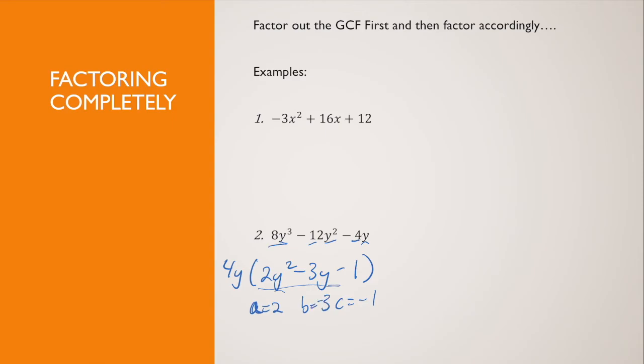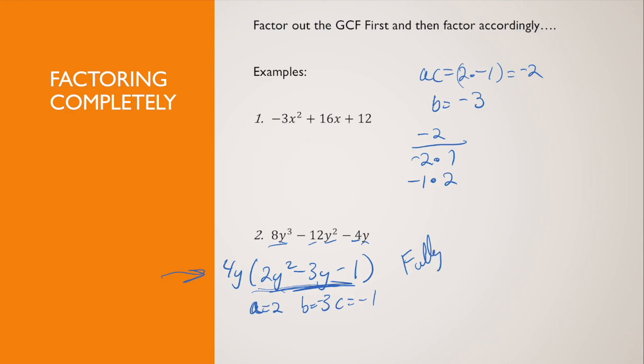So what are some factors of AC, which is 2 times negative 1, so negative 2, that add up to negative 3? Negative 2 factors into a negative 2 times 1, or a negative 1 times 2. None of those add up to negative 3. So now this is fully factored because this is prime, right? We can't simplify anymore. So now it's fully factored after taking out the greatest common factor.